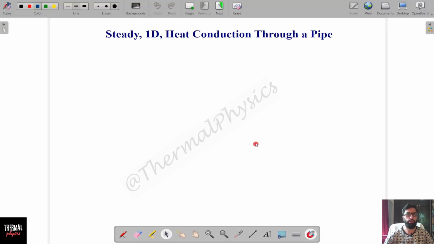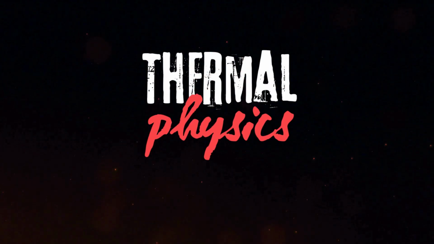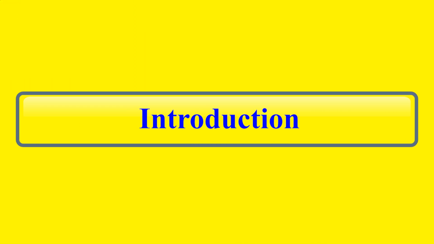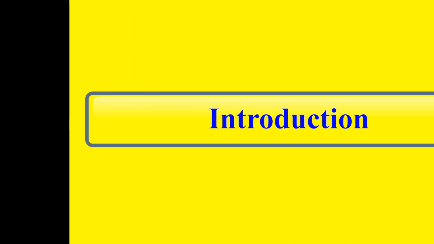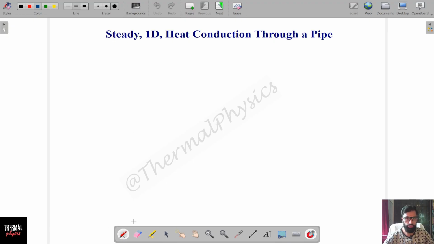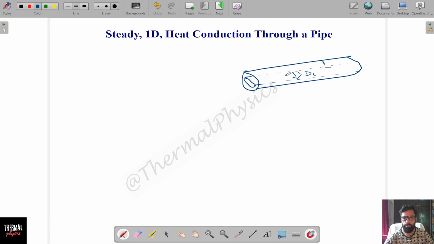Hello and welcome back. In today's video, we are going to study one-dimensional heat conduction through a pipe. So, what we are going to do is we have a pipe which has some inner radius and some outer radius. So, it will be its inner diameter, and this will be the pipe's outer diameter.